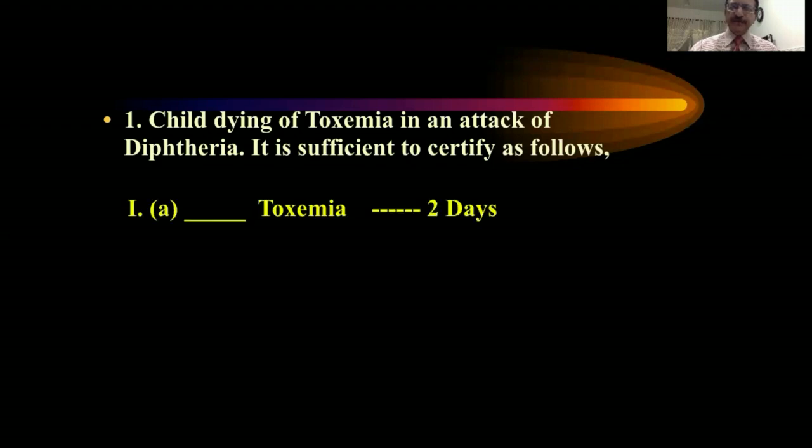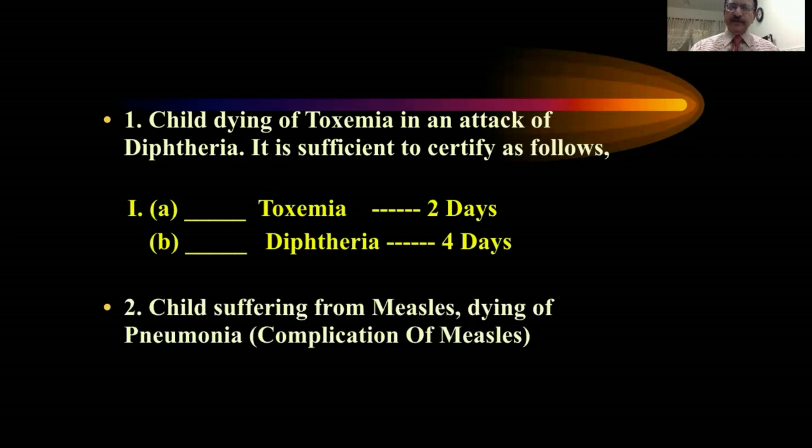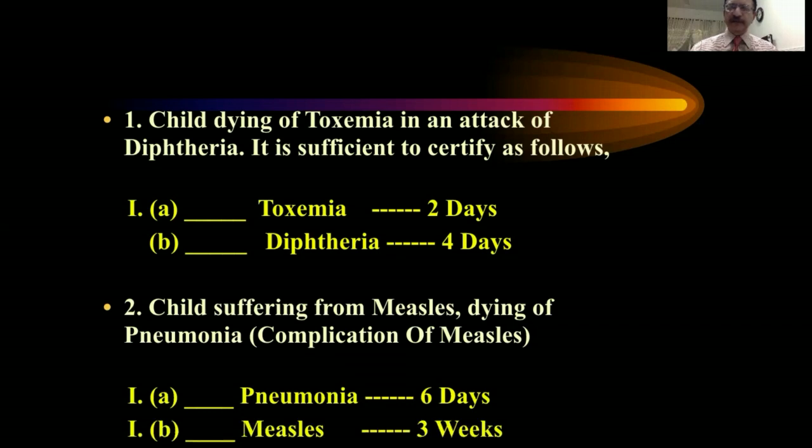Another example, a child dying of toxemia in an attack of diphtheria. It is sufficient to certify as 1A toxemia for the last 2 days and 1B diphtheria for the last 4 days. And for a child suffering from measles, dying of pneumonia, a complication of measles, we will write in 1A pneumonia for the last 6 days and 1B measles for the last 3 weeks. So nothing should be written in 1C and section 2.